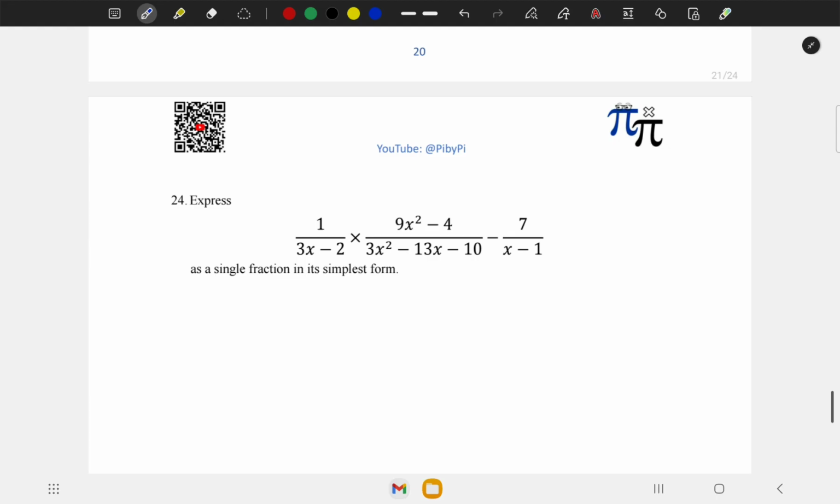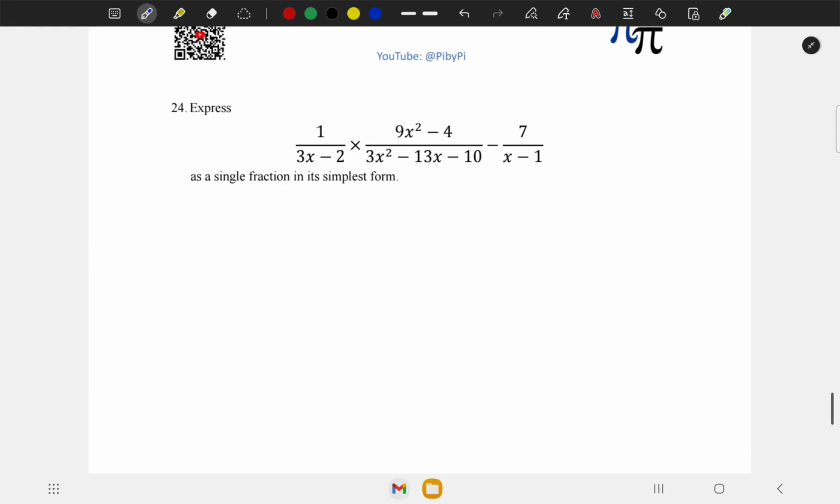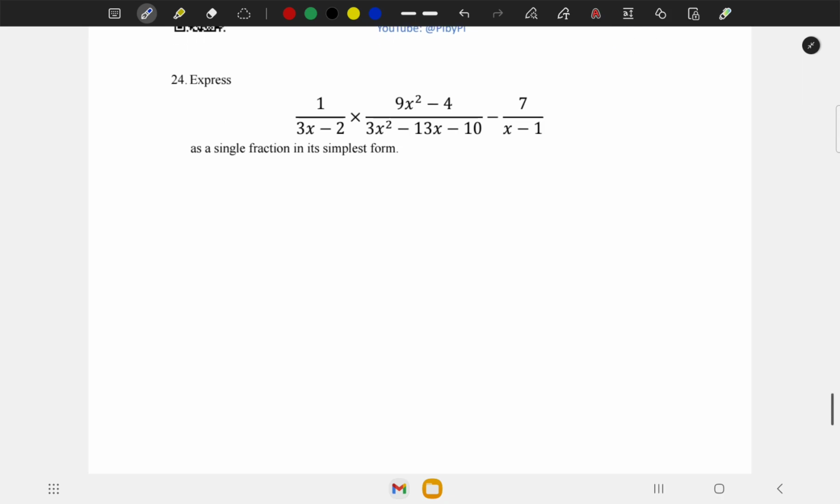Okay, moving on to the last question of this particular, not yet the last question, sorry. Moving on to question number 24. You're being asked to express this particular expression as a single fraction in its simplest form.